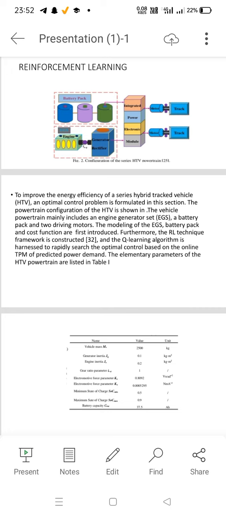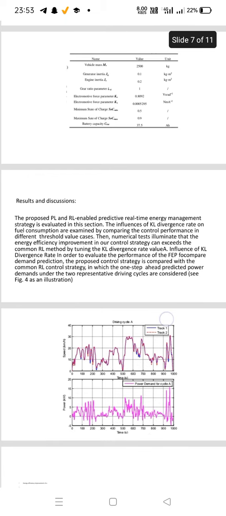To improve the energy efficiency of a series hybrid tracked electric vehicle, an optimal control problem is formulated in this section. The powertrain configuration of the hybrid tracked electric vehicle is shown. The powertrain mainly includes an engine generator set, a battery pack, and two driving motors. The modeling of the EGS, battery pack, and cost function are first introduced. Furthermore, the RL technique framework is constructed, and the Q-learning algorithm is harnessed to rapidly search the optimal control based on the online TPM of predicted power demand. The elementary parameters of the HTV powertrain are listed in the table.